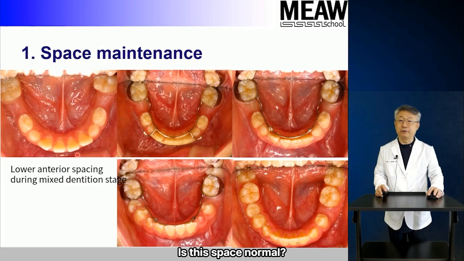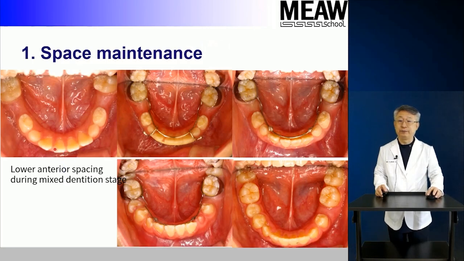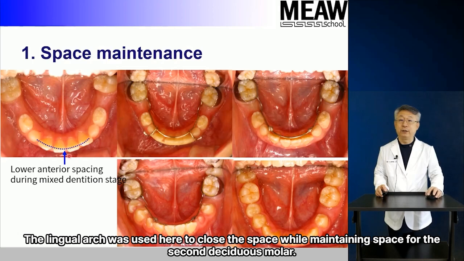Is this space normal? During mixed dentition, the space of the maxillary anterior region is normal, but the space of the mandibular anterior region is not. In this case, the space must be closed with a slightly lingual movement of the mandibular incisor. The lingual arch was used here to close the space while maintaining space for the second deciduous molar.